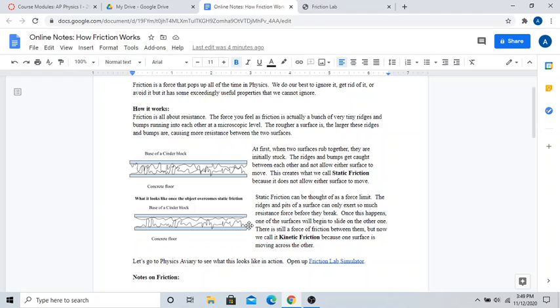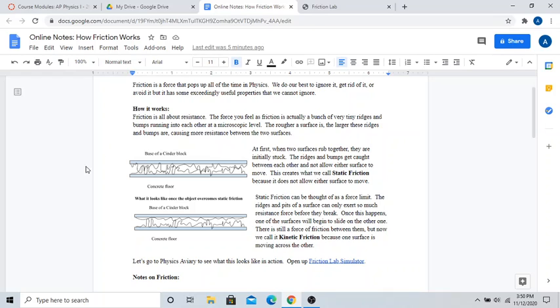The cinder block is now going to start to slide across the concrete floor. It'll still experience some friction because it's still going to experience that interaction between its ridges and valleys and the ridges and valleys of the concrete floor. But because the cinder block is now smoother, that force of friction is not as great. When you have friction between two objects where one is sliding across the other one, we refer to that as kinetic friction, and that actually acts a little bit differently than static friction.